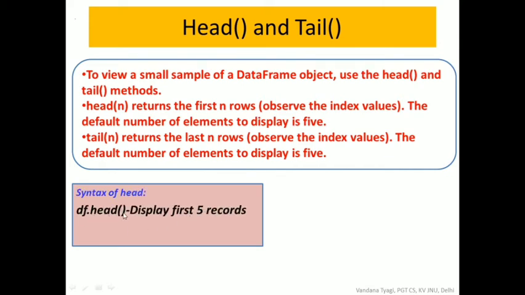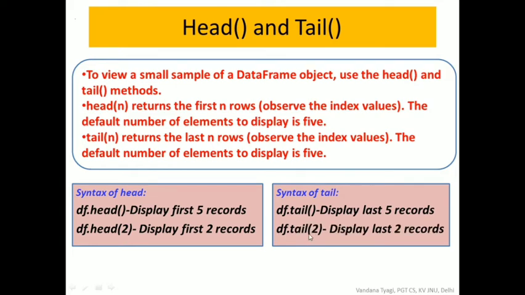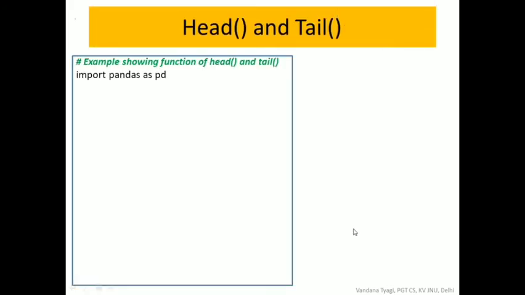So the syntax is df.head. I am not passing any argument value here, so it is showing the first 5 records, but if you specify head(2), it will show the first 2 records. Similarly for tail, if I write df.tail, it shows the last 5 records, but when I specify df.tail(2), it only displays the last 2 records. Let's see a programming example.